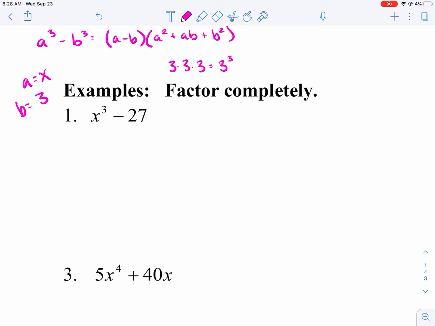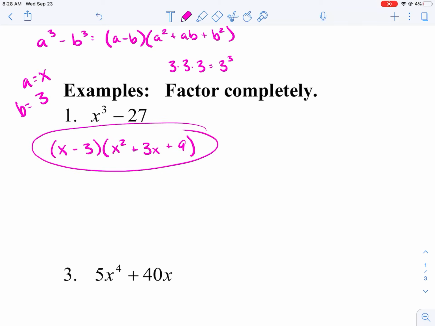And then you can just fill in the blanks. We can go x minus 3, and then the other set of parentheses, x squared plus 3x plus 3 squared, which is actually just 9. And because this is an expression, that's it. We can't do anything else with it. As you can see, we can't factor this problem anymore. If you look at the factors of 9, we definitely cannot get a 3x out of those numbers. So we're done, and that's it.